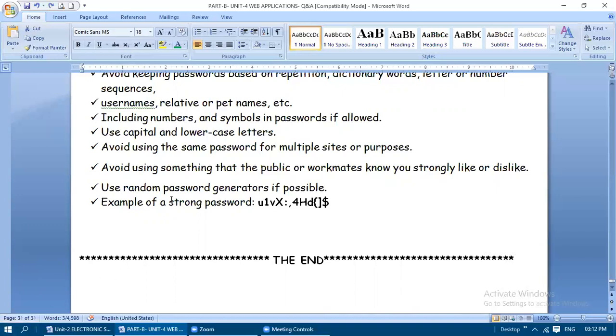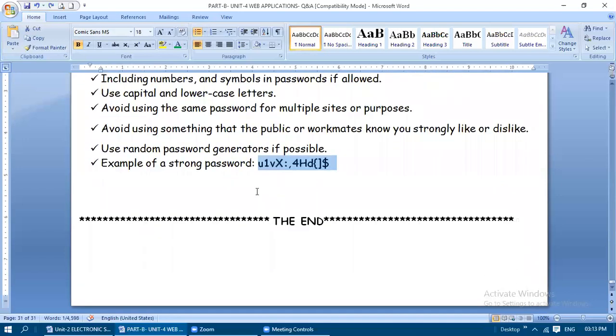An example of a strong password is like this. You can give the password with a capital X, colon, comma, like that. If you are mixing uppercase letters, lowercase letters, and special characters, then it is considered a strong password. Okay, so with this, all 8 sessions are over in your Part B, Unit 4, that is, the web applications and network security lesson.